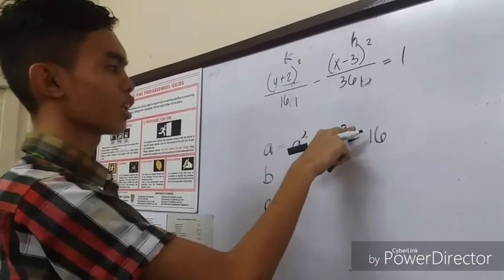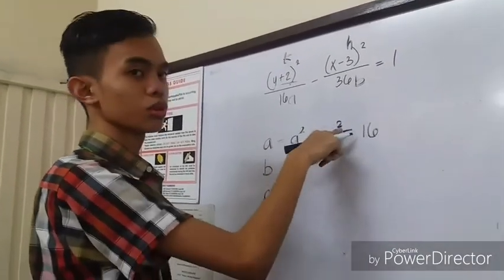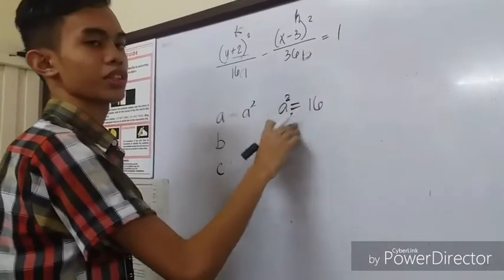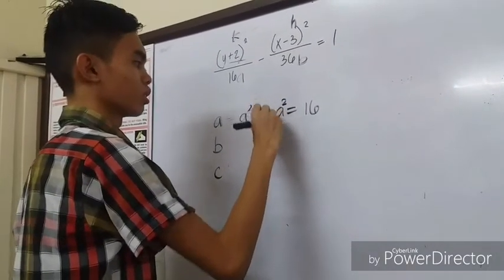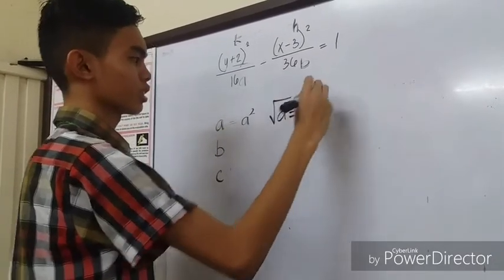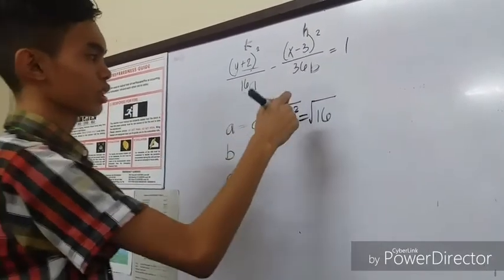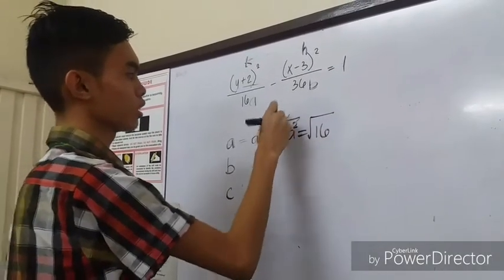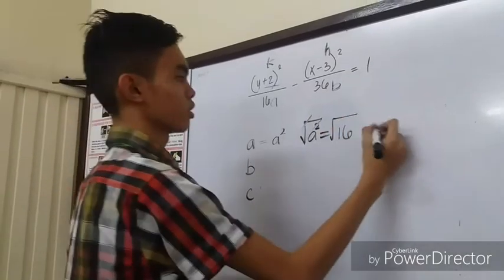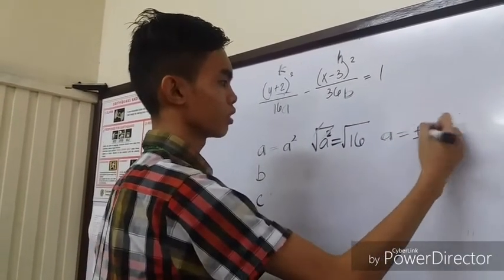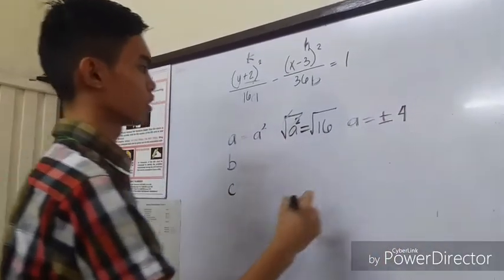To eliminate the exponent 2 above A, we'll take the square root of both sides of the equation. So the square root of A squared is equal to the square root of 16. For the square root of A squared, we simply cancel out the 2 and the radical sign. So A is equal to positive or negative 4.